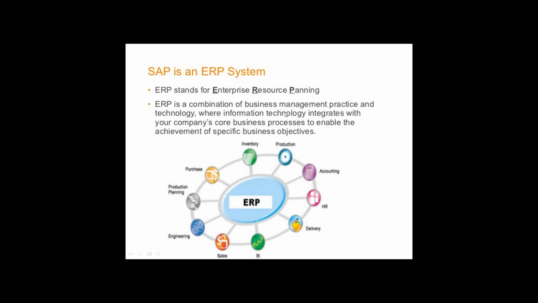Here, information technology integrates with your company's core business process. So you are integrating the technology with your business process to achieve your specific objective. What is the objective of the company? Making profit. If you want to increase your profit, what do companies have to do? They have to reduce the cost. If they reduce the cost, obviously the profit will increase, right? And vice versa. So how to reduce the cost? By managing the data of the particular resources properly.